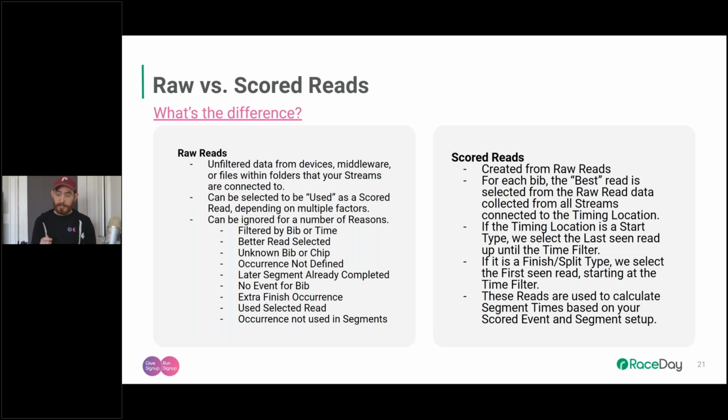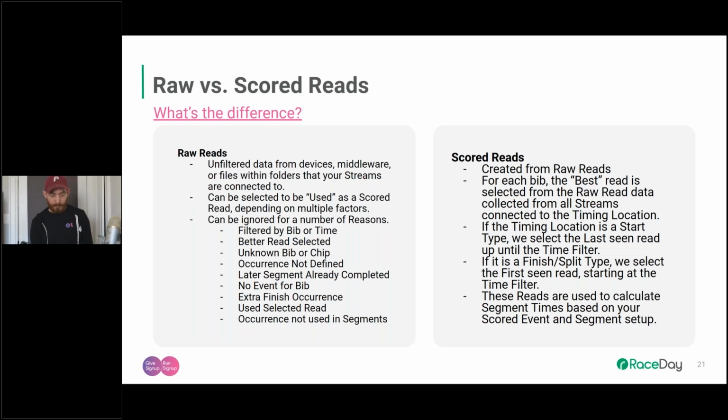If it's a finish or a split type, we select the very first scene read starting at that time filter. So at 7:14, the first time I see bib 1, select that. That's going to be their scored read to be used for their finish. These reads are used to calculate segment times based on your scored event and segment setup.